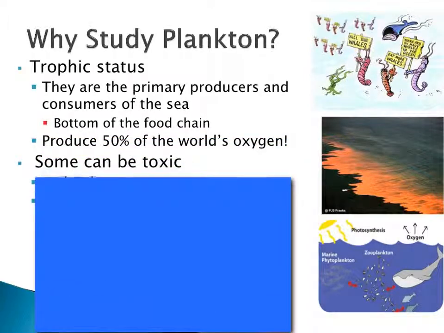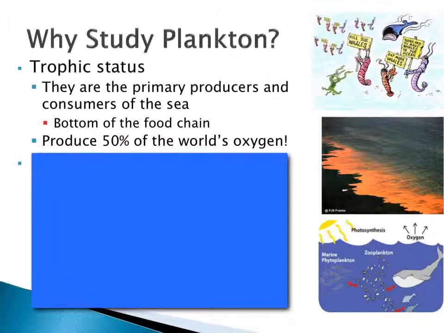Also, they're pretty important because they produce 50% of the world's oxygen. It's an incredible amount. We always think of all of our oxygen coming from trees, but the ocean is producing a lot of oxygen too because there's a lot of biomass in the ocean that's doing photosynthesis.